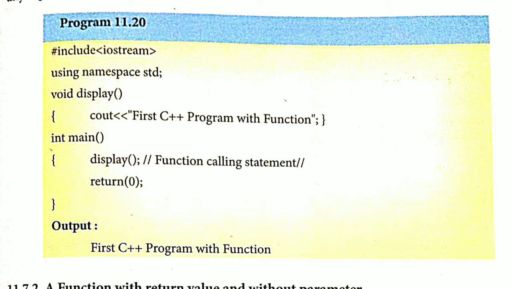Here you can see an example. The void keyword will be used when you are not returning anything. You can see that the function display is called here, and it just prints first C++ program with the function. This function does not get any value from the main function, and it is not sending any value to the main function. So this is an example.